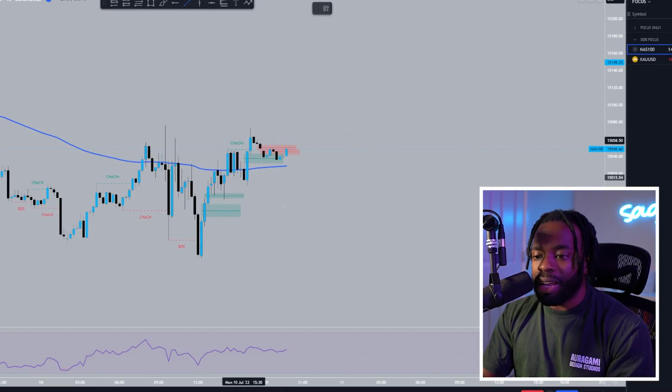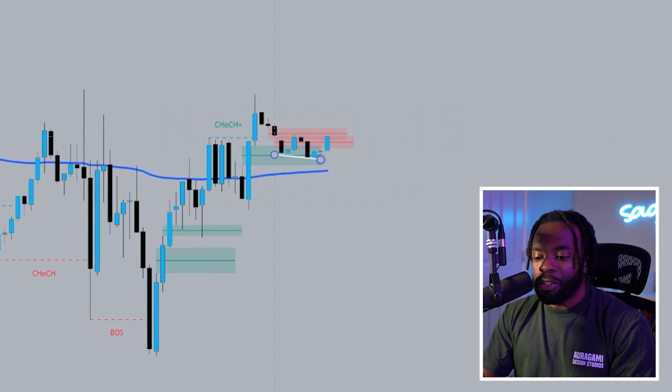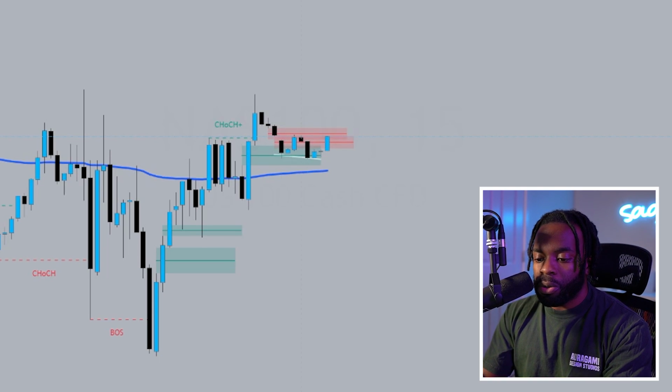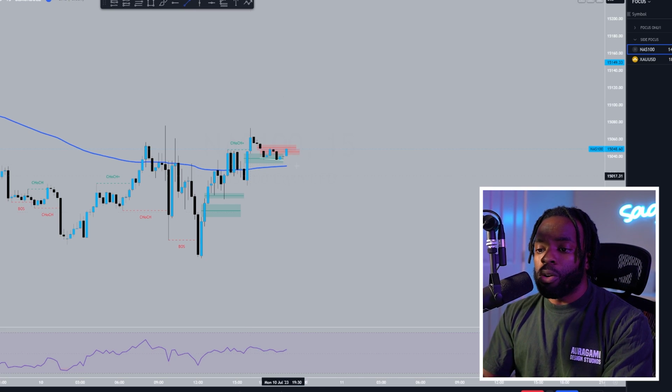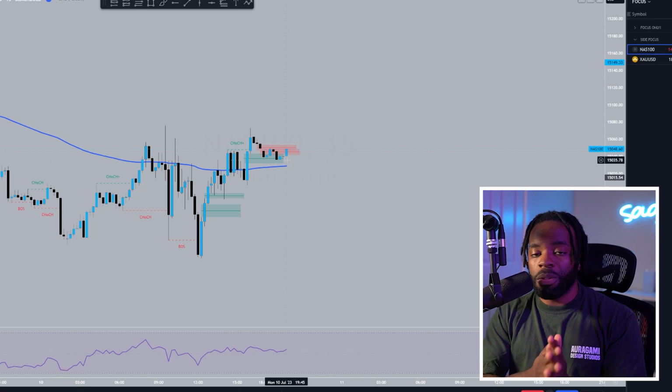Now, once again, hidden divergence is internal structure. So if you look here and you see how this is a low and this is a low, and you see the RSI is giving you the exact same play, you need the opposite. So the RSI needs to show it going this way for us to be in an actual sell or a buy. So in this instance, we see that we have an engulfing candle, which is actually something we're looking for.